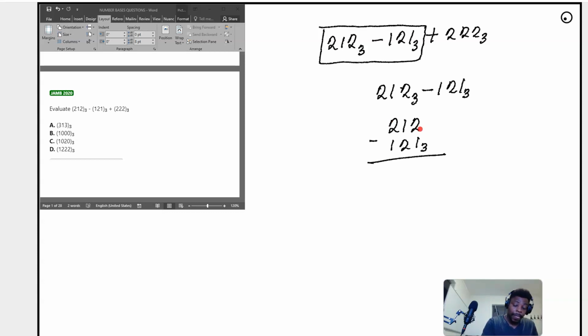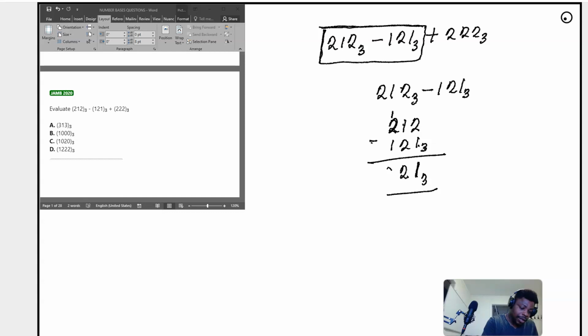Now let's subtract. Remember, from our previous video, when you're subtracting, you borrow the base. So 2 minus 1, that is 1 base 3, because the 1 that you have is less than 3, so you write it. 1 minus 2 is impossible, so you borrow 1 from 2. This 2 is 1 now. The one you borrow is 3, right? 3 plus 1, that is 4. 4 minus 2, that is 2. So 1 minus 1 is 0, so you don't have to write 0 there. So what we have here is 21 base 3.